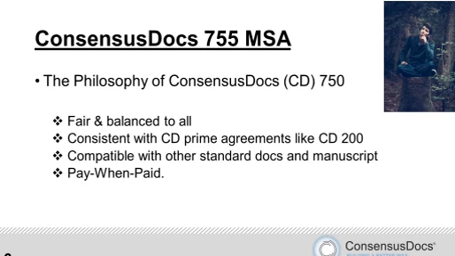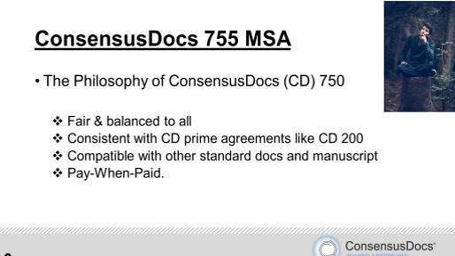So you will find that this document, the 750, works not only across the consensus docs family, but we also drafted it keeping in mind that there are times when people will want to use this document even though perhaps the primary document might be an AIA document, for example. And so it was drafted to be, as much as possible, compatible with other standard documents and manuscripted forms.